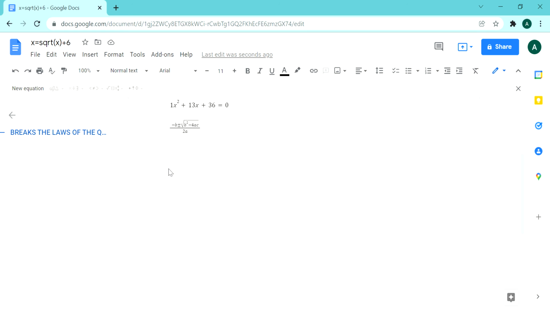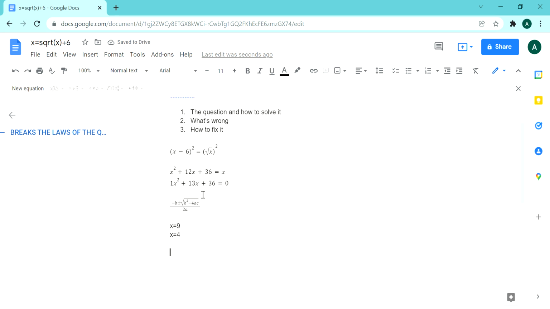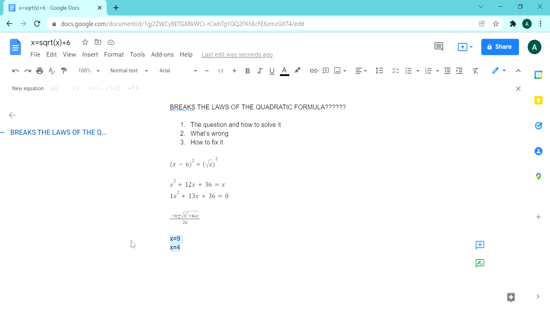So I'm just doing this on paper. You can't see it. The square root of 25, so that's 5. 13 plus 5 over 2 is 9. 13 minus 5 over 2 is 4. So that means our current solutions, quadratic, x equals 9, x equals 4. Those are our solutions, but as I mentioned, x equals 4 does not work.